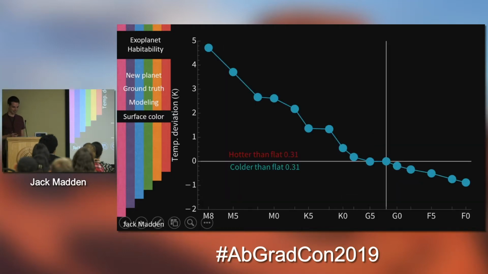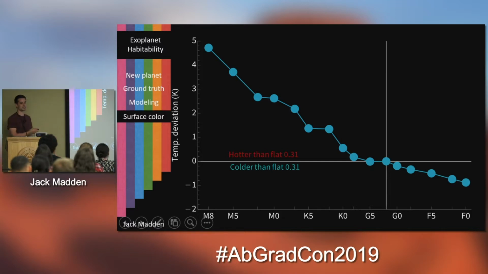And that's exactly what we see when we change the models to accept a wavelength-dependent surface albedo. So here I have the temperature deviation between the flat model and the wavelength-dependent model. This is surface temperature deviation. So you can see for M stars, these cooler stars, the surface temperatures are hotter. And for the F stars, the hotter stars, the surface temperature is cooler.